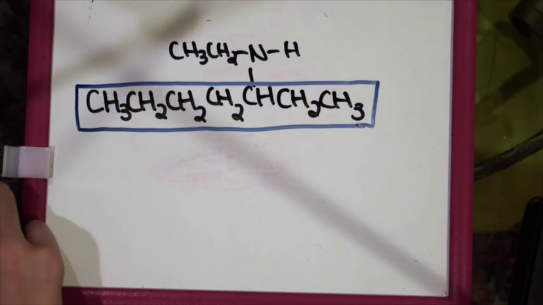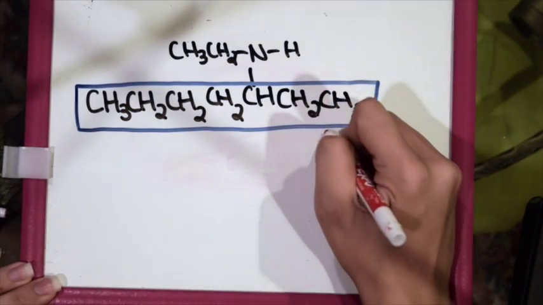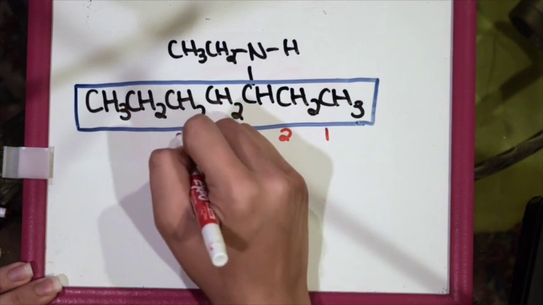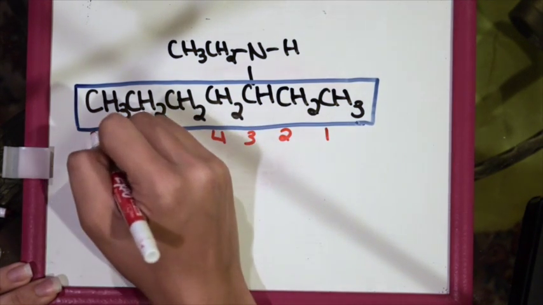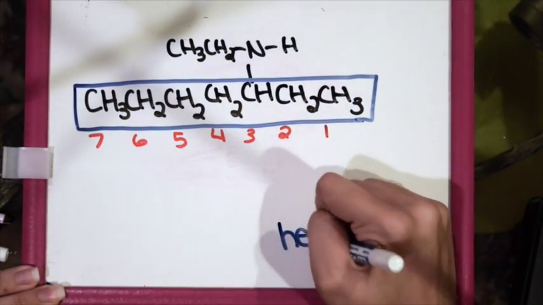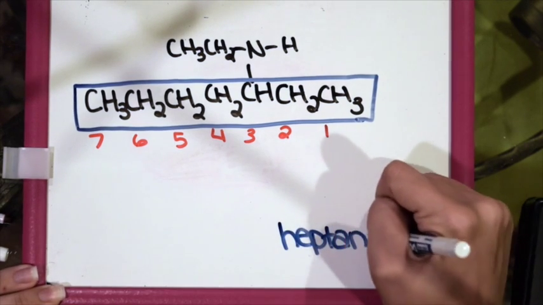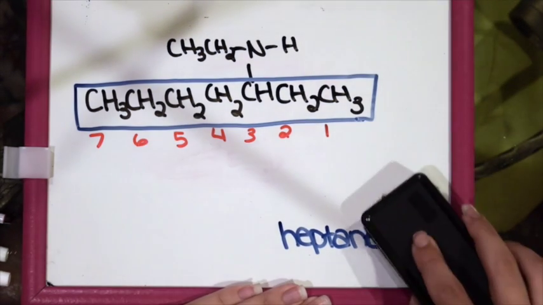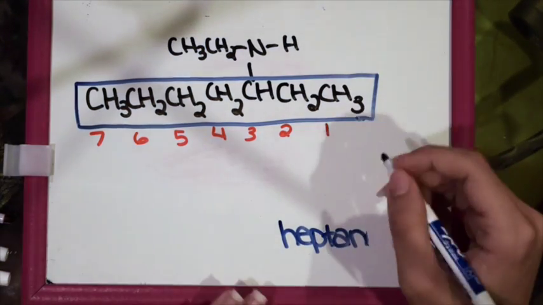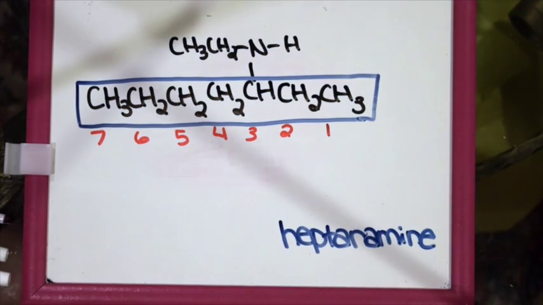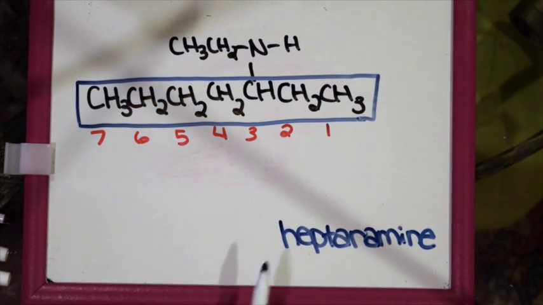Assign position numbers to the carbons in the parent chain. Position number 1 is assigned to the carbon at the end of the parent chain that is nearest to the point of attachment to the nitrogen. Count the carbon atoms in the parent chain, starting with the alkane name that corresponds to the number of carbon atoms in the parent chain. Replace the E at the end of the alkane name with amine. In this example, the parent chain of this amine contains 7 carbons and the nitrogen is attached to the third carbon, so it would be called 3-heptanamine.